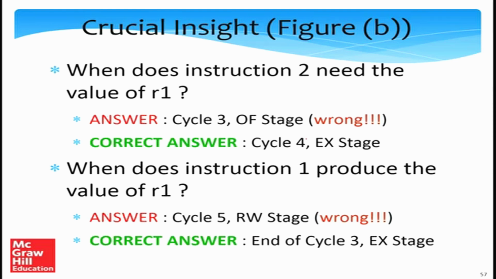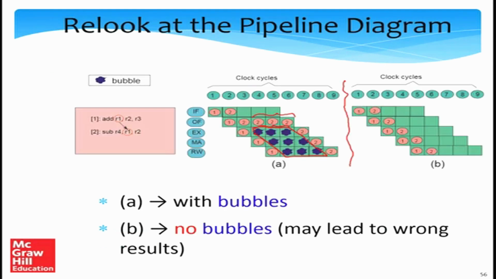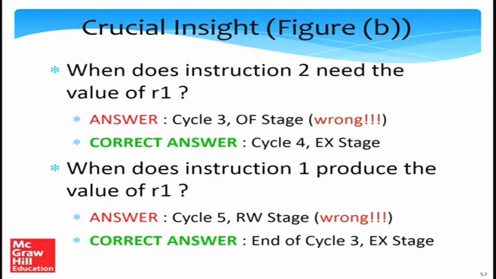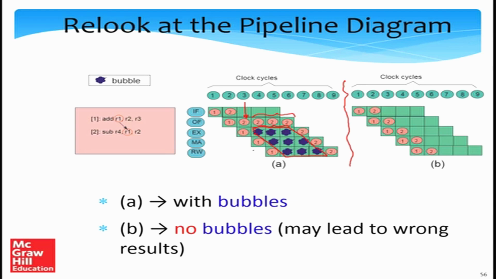So when does instruction 2 need the value of R1? We have been saying that it needs it in cycle 3 because it will read it off the register file. So we are saying cycle 3, ID stage, but that is exactly speaking not correct. We actually need it in cycle 4, which is the EX stage. So let me go there once again.